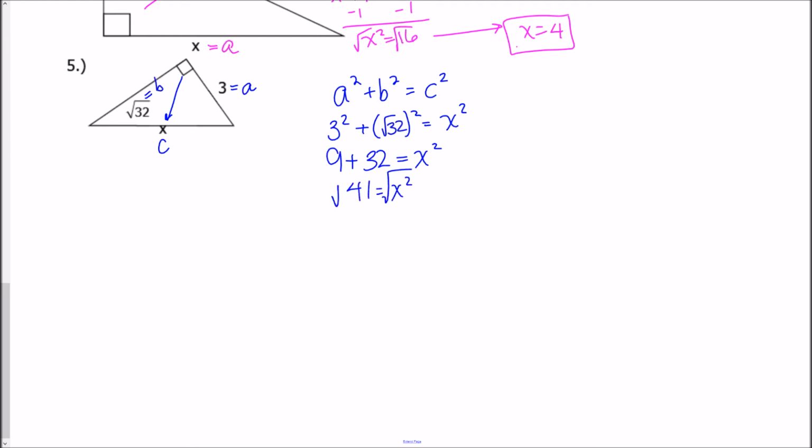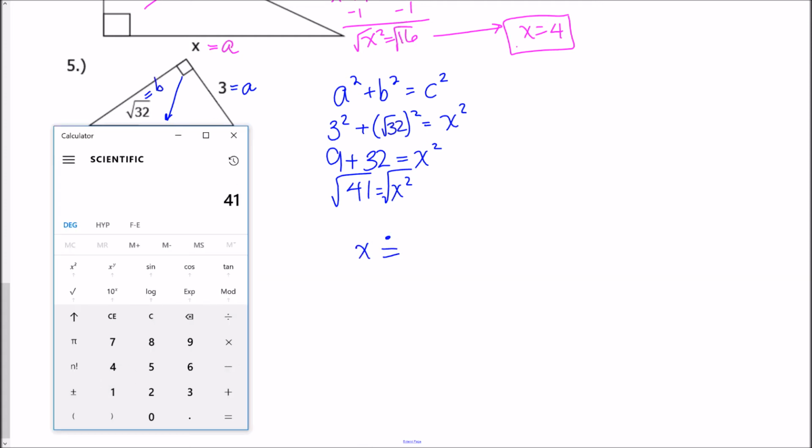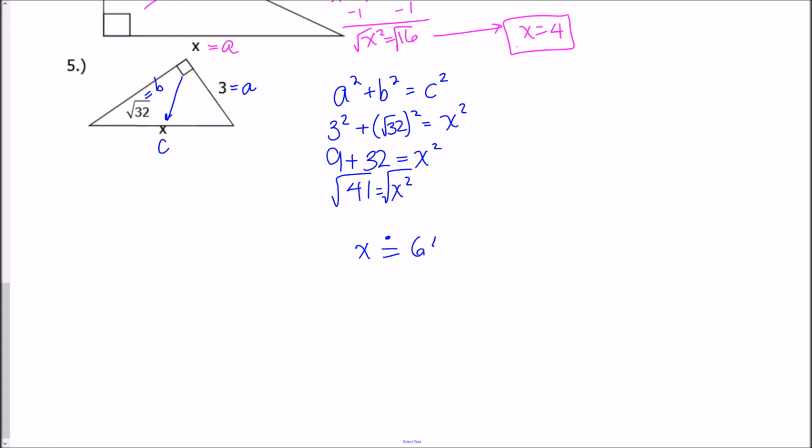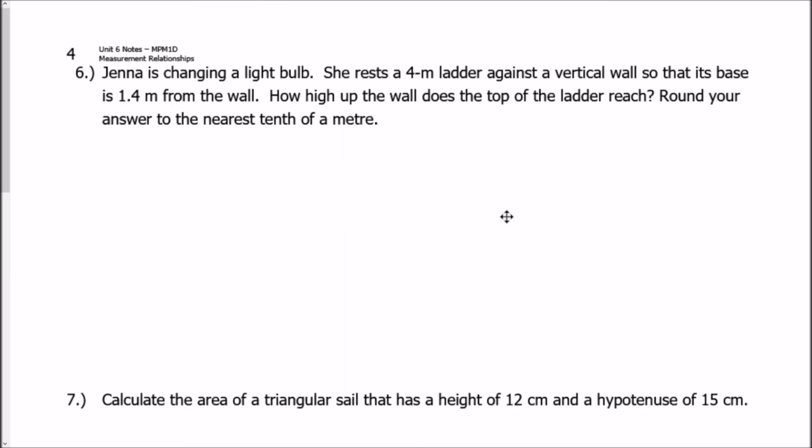I'm going to square root both sides, and I'm going to say x is approximately equal to, because 41 is not a perfect square, so x is approximately equal to 6.4. Okay? Right, so for number 6, it says Jenna's changing a light bulb. She rests a 4-meter ladder against a vertical wall so that its base is 1.4 meters from the wall. How high up the wall does the top of the ladder reach? Round your answer to the nearest tenth of a meter.